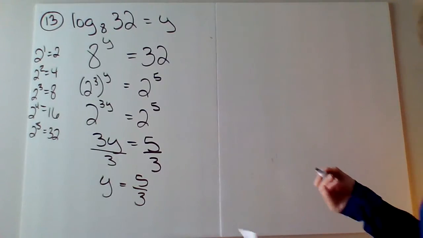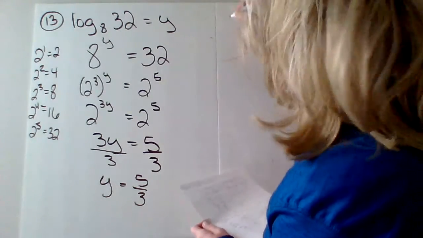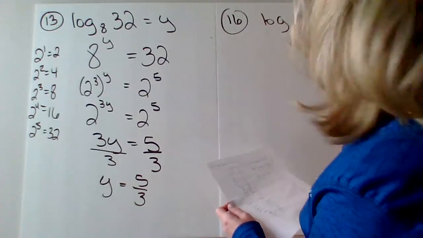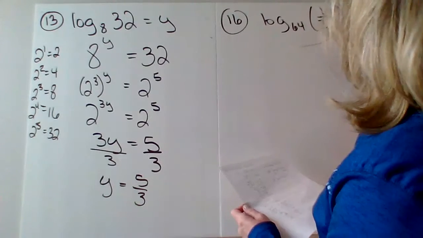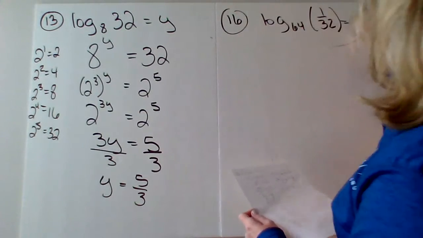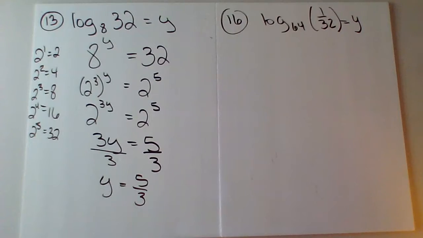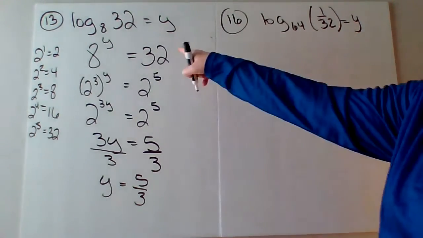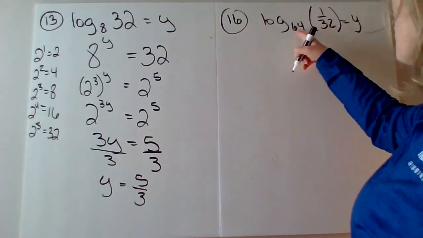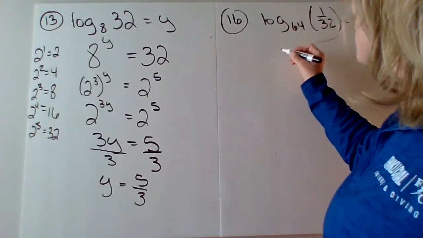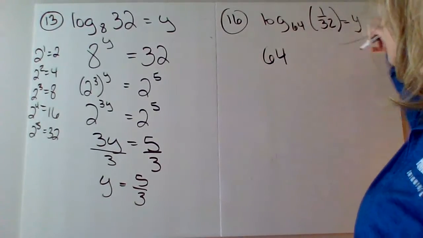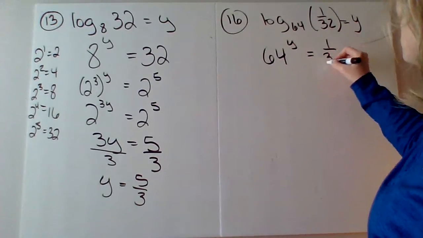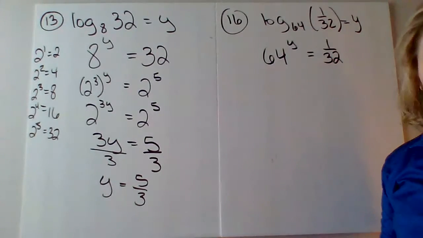And finally, one with fractions. This is 16 on the notes. Log base 64 of 1 over 32 equals y. So the first thing I would do is rewrite this in exponential form. We're going to drop and swap. The 64 is my base, so that's what I'm going to drop. Raised to the y power equals 1 over 32.